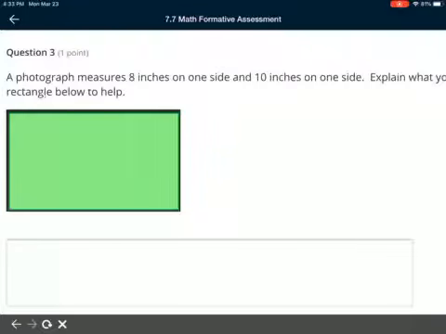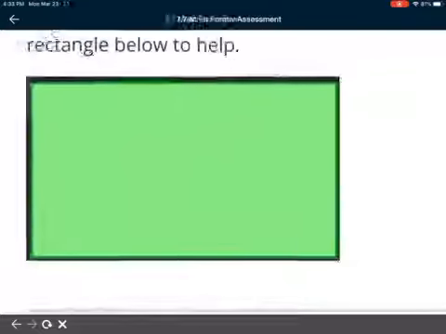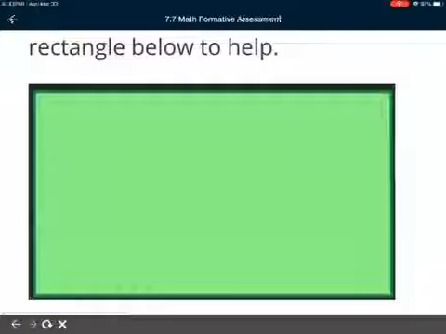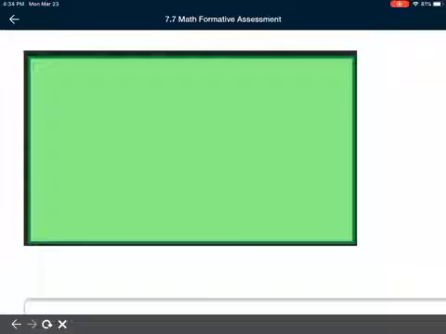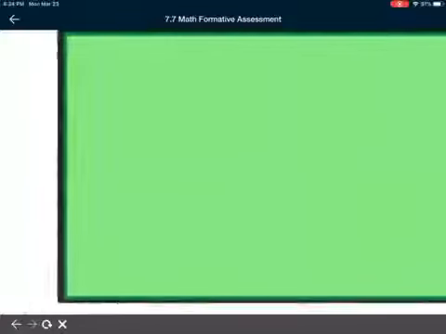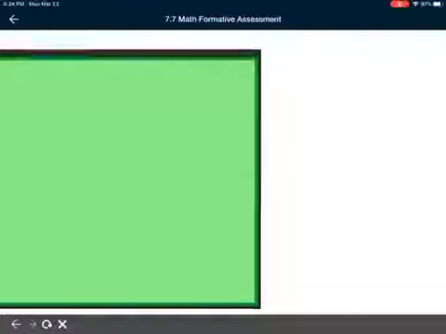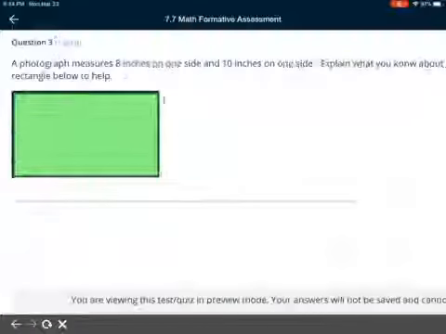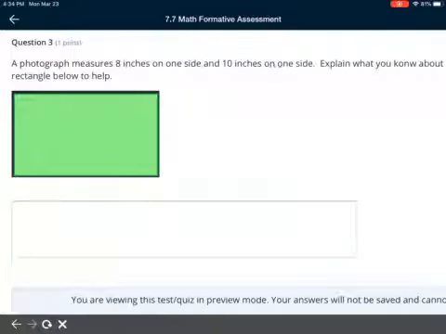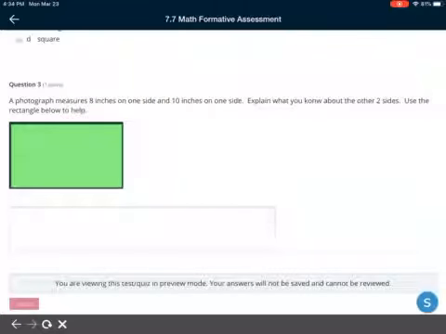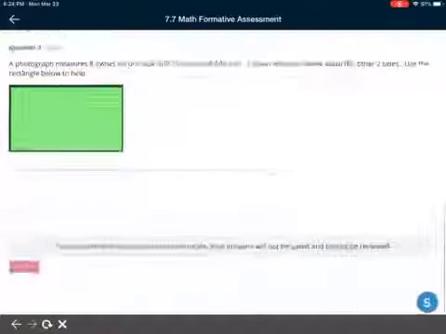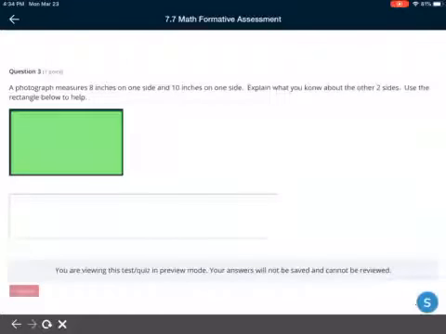what do I know about the other 2 sides? So I could say that top side is 10, and maybe this left side, like right there, is 8. So the top is 10, that side is 8. Well, if the top is 10, what do I know about the bottom? And if that side is 8, what do I know about that side? So down below, you are going to just explain in your best words possible what you would know about those other two sides. When you're done, hit submit at the bottom, and that'll be it for this.